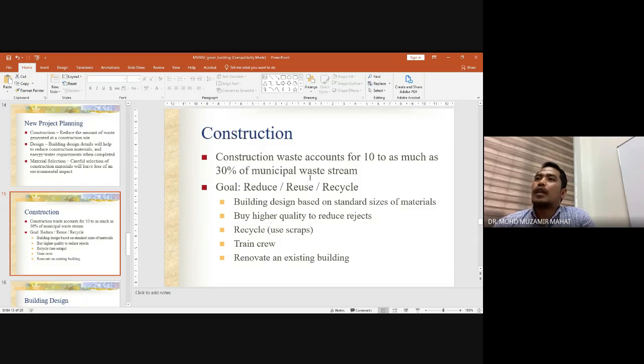Construction waste accounts for 10 to as much as 30% of the municipal waste stream. Municipal, in the US, is like a district. The goal here is to reduce, reuse, and recycle. Building design based on standard sizes of material. Buy high quality to reduce rejects. Recycle, use scrap, train crew, renovate an existing building.